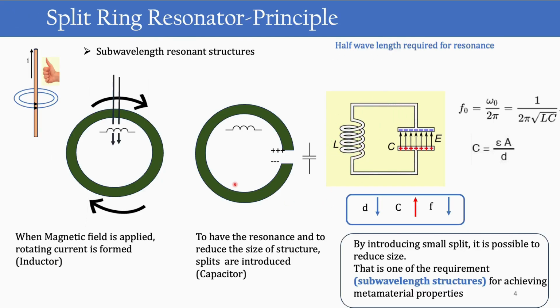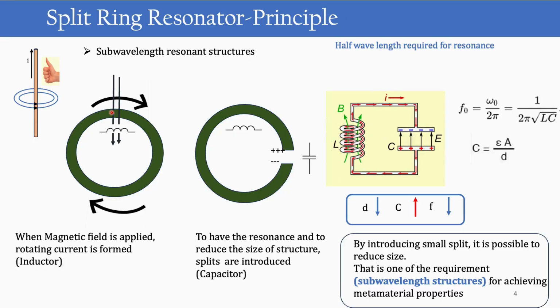So let's see how the split ring resonators are providing the negative permeability. As it is a metamaterial, it is a periodic structure. One of the conditions of a metamaterial is that it should be a sub-wavelength resonance structure. So let's see how the split ring resonators are providing the sub-wavelength resonance.